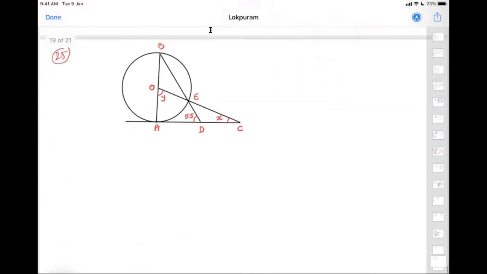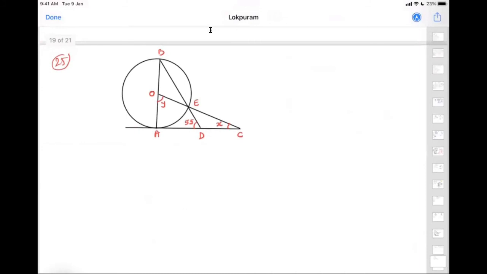हाँ, अभी ये 25th क्वेश्चन. In this x and y we have to find. So we know this is 90 degree, so 90, 55, this is 35 degree. So y will become double, 70. If you are taking a triangle this, so 70, 90, so this will become 20 degree. ठीक है.